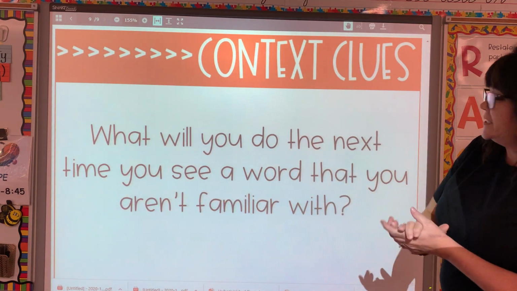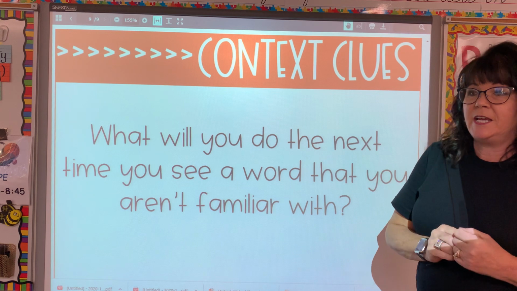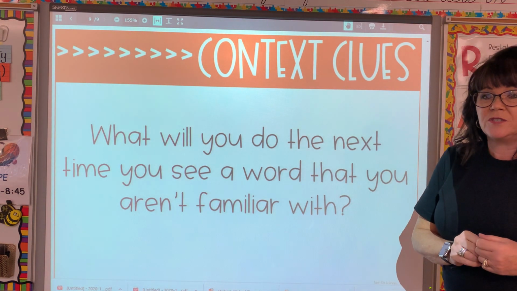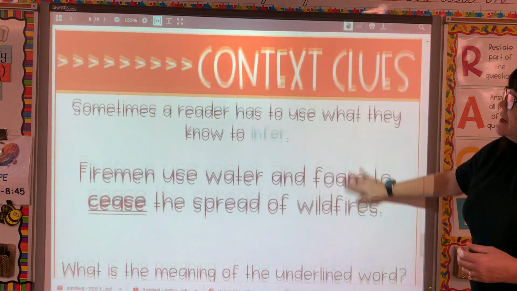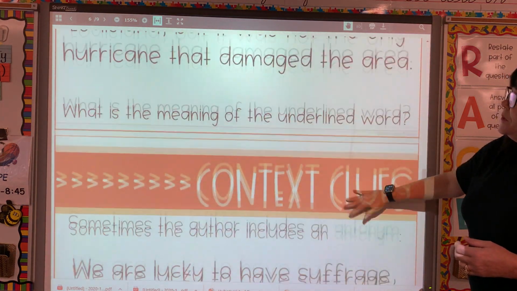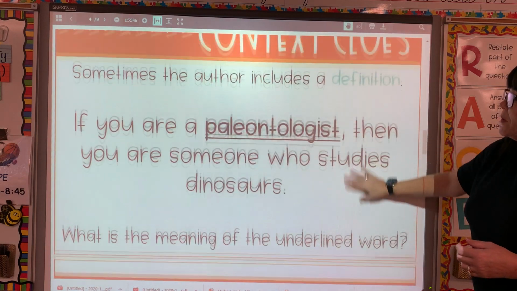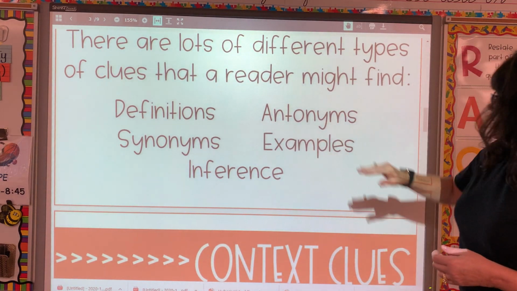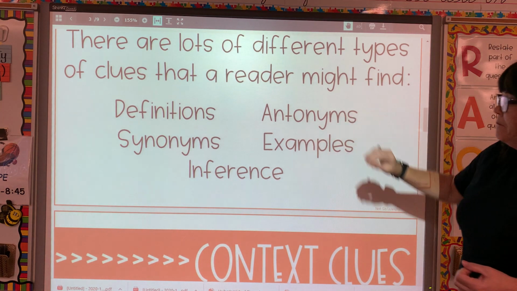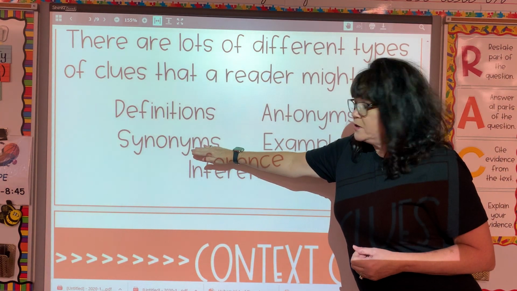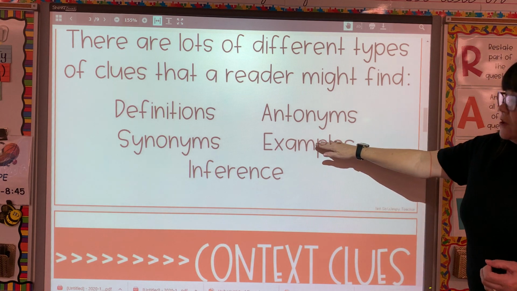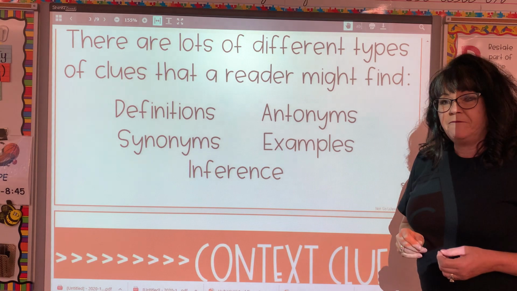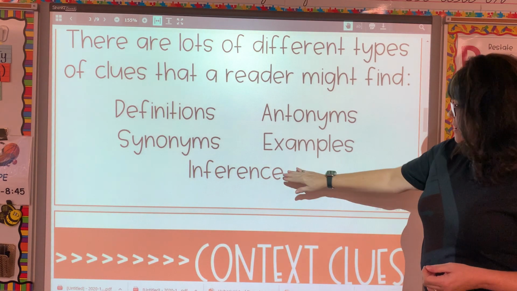Now, next time you come to a word when you're reading and you do not know what that word is, now you have some skills. Now you'll know how to attack that and figure out what it means, because you're going to go back and you're going to remember, oh, I can look for the definition. I can look for words that are the opposite. I can look for words that mean the same. I can look for an example of what that word means. And I can use my inferences. I can use what I already know.